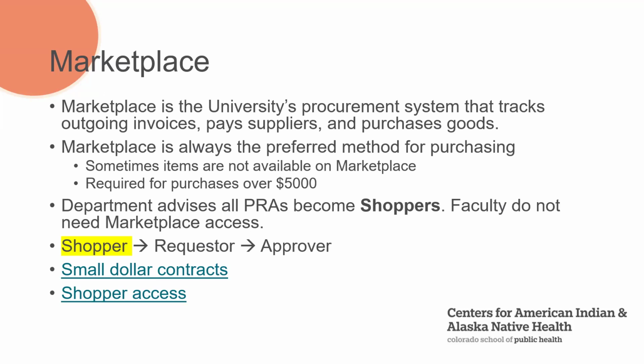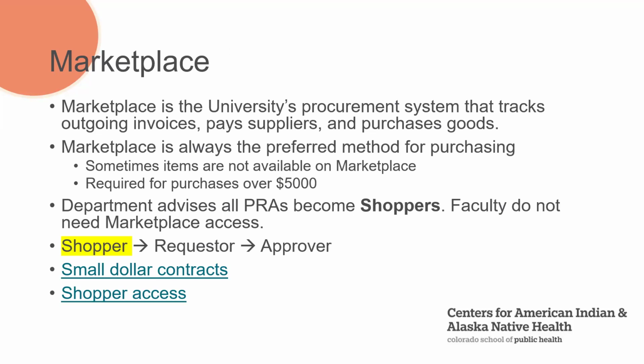So the way that it works in Marketplace is the shoppers can gather the things that they need in their cart, and then they submit, and then it goes to the requester, who is currently Lisa Lewis, and she will review your purchase and make sure that everything is allowable and that it has been prior approved, and that the address is right, things like that. And then she'll approve it, and it then goes to the final approver, and that is me right now. And I will look at making sure that everything is, again, allowable and that there aren't any errors on the purchase.